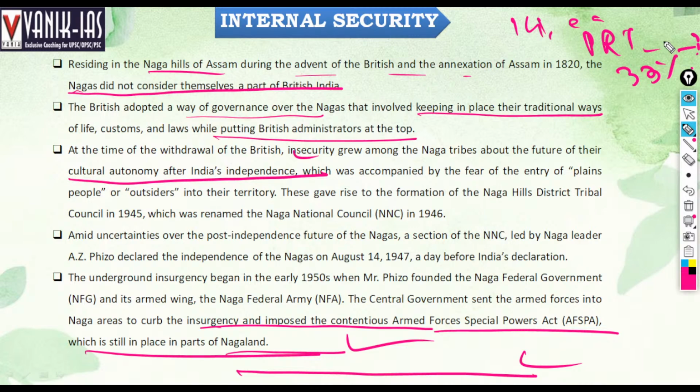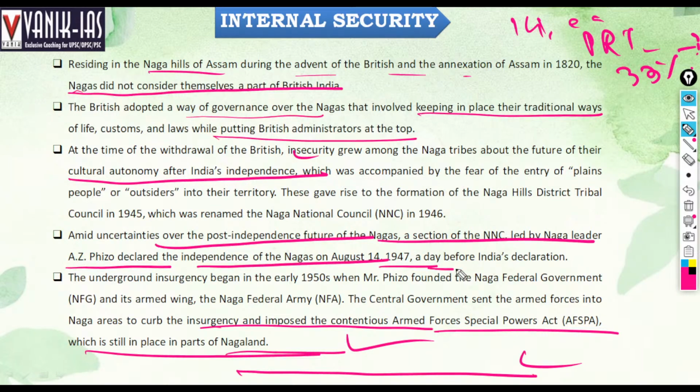Amid uncertainties over the post-independence future of the Nagas, a faction of the NNC led by Naga leader A. Z. Phizo declared the independence of Nagaland on August 14, 1947, a day before India's independence. Right. Naga leader Phizo declared independence of Nagaland on August 14, 1947. That is different from the Indian Constitution.